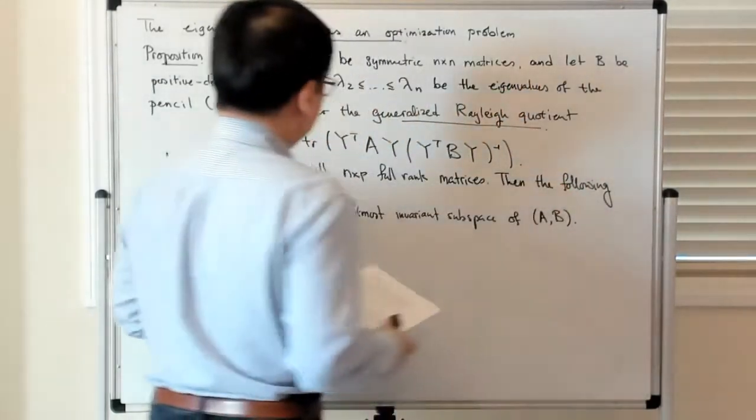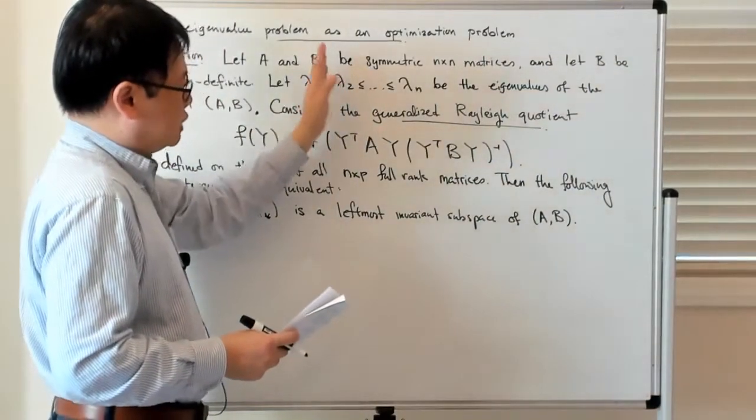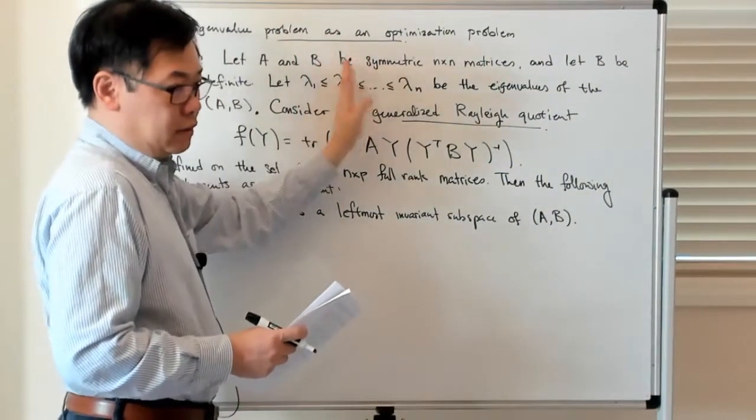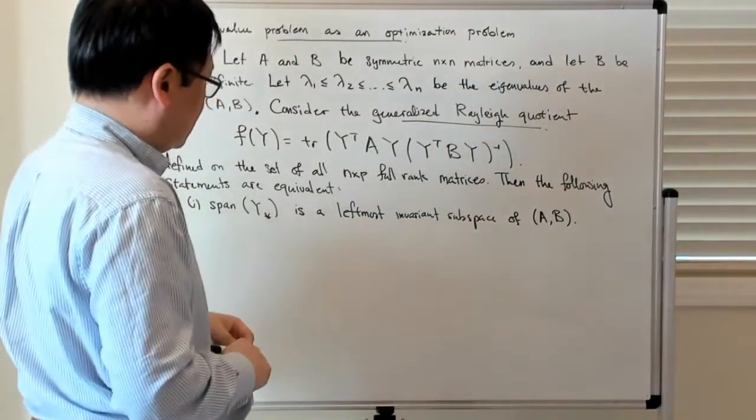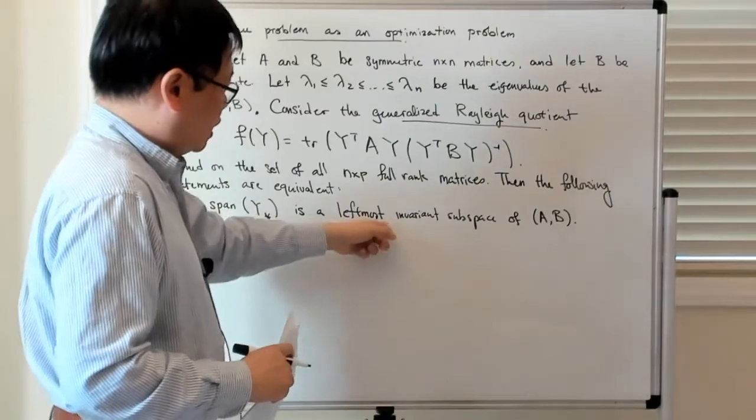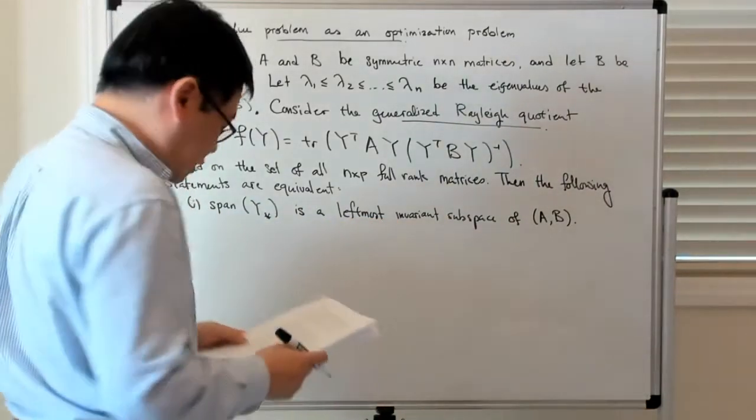So put another way, if the eigenvalues have multiplicity, such that the p-th eigenvalue splits eigenvalues of the same value, right, then there could be more than one leftmost invariant subspace associated with that.